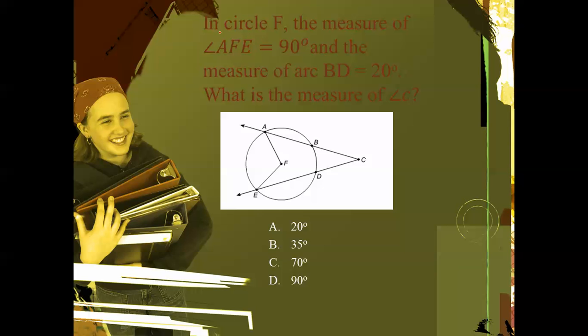Okay. In this one it says, in circle F, the measure of angle AFE equals 90 degrees. So this is 90. And the measure of arc BD equals 20 degrees. What is the measure of angle C?